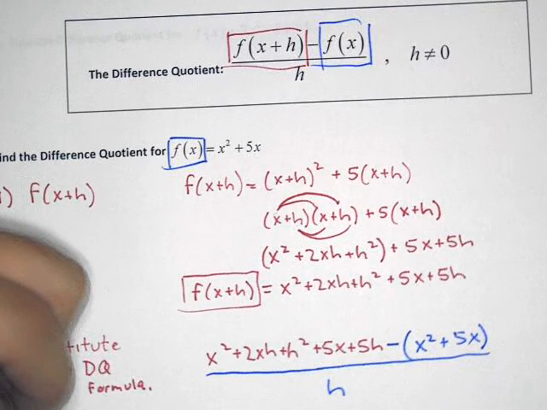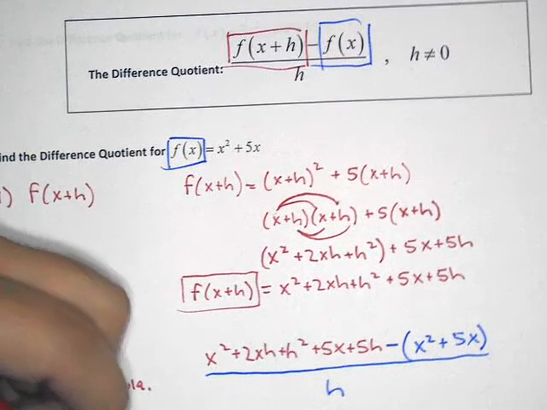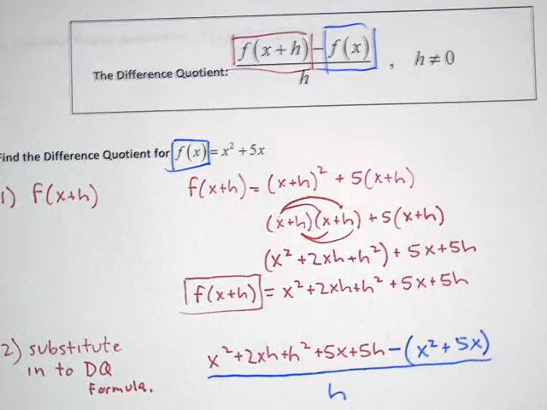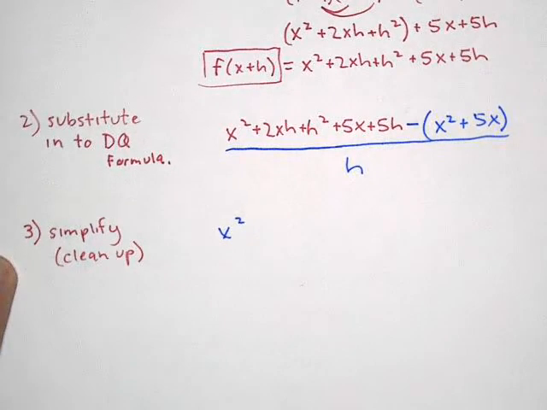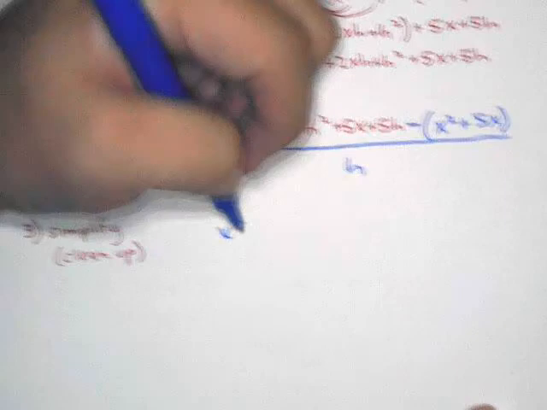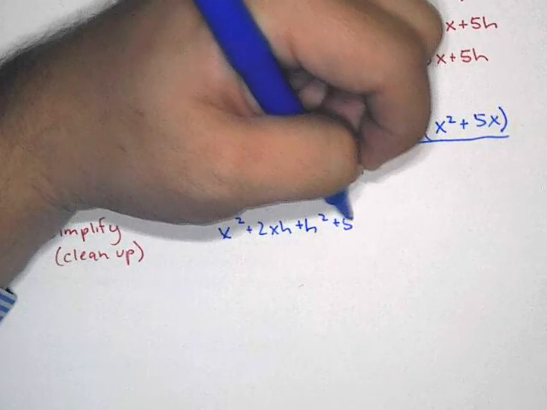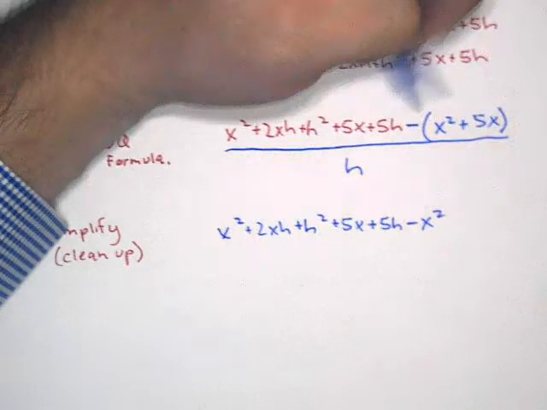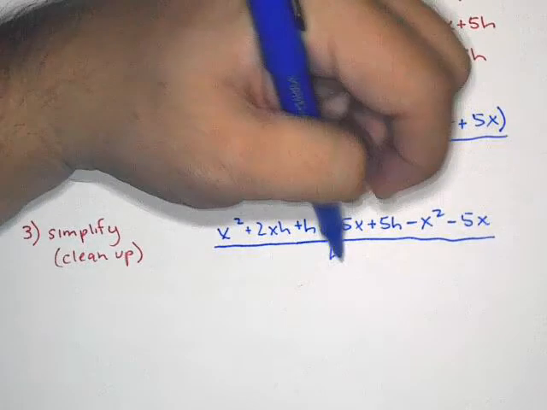The last thing that we're really going to do, guys, is simplify. I'm going to say clean up. I tend to say that a lot. We're going to clean this up. Oh, am I off the page now? Sorry about that, guys. Let me move down. So number 3, simplify: x squared plus 2xh plus h squared plus 5x plus 5h minus x squared minus 5x, all over h.